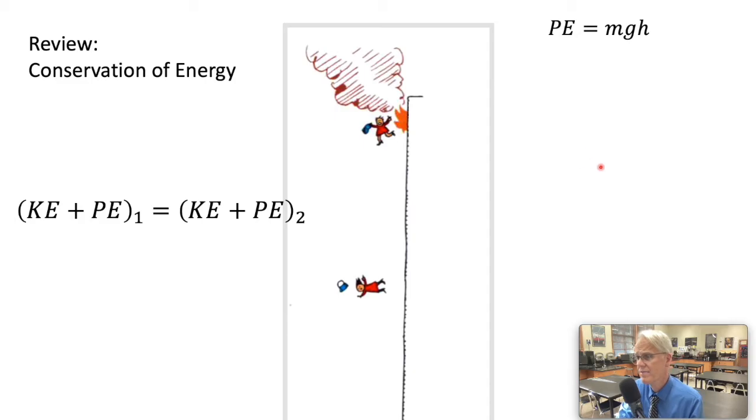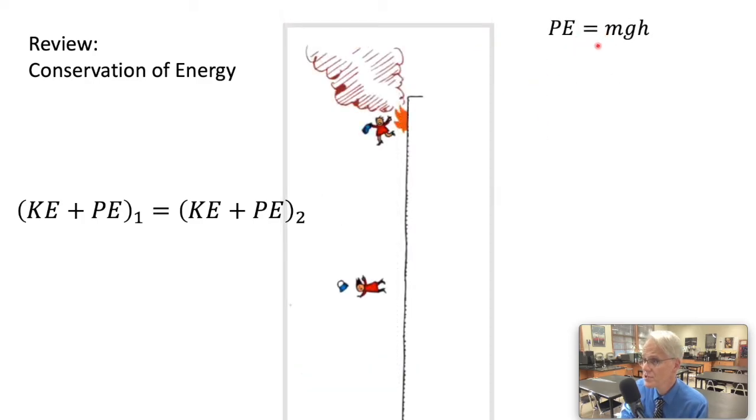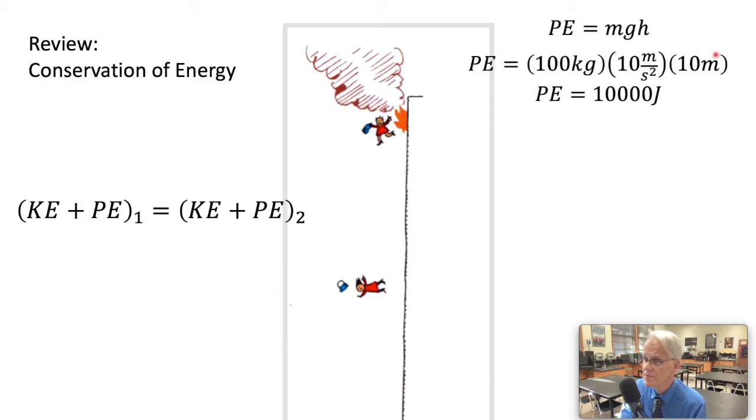Let's say we have to save somebody from a burning building. Don't worry, we've got firefighters who are going to save her at the end. She starts out with potential energy, her mass times free fall acceleration times the height. Let's say she starts from 10 meters, she's 100 kilograms. Let's just use 10 meters per second squared. She has a potential energy of 10,000 joules.